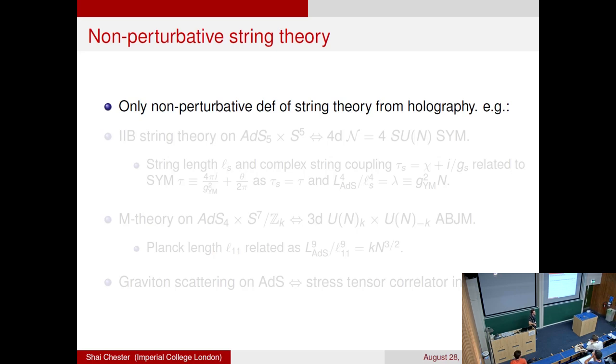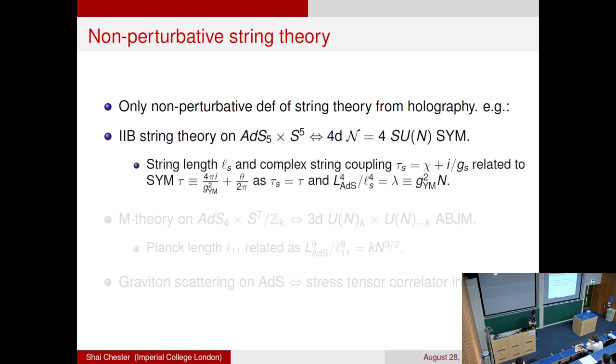For instance, if we want to do things like flux compactification or stuff in de Sitter, etc. Unfortunately, the only non-perturbative definition of string theory that we have so far is from holography. The classic example that everyone's probably familiar with is type IIB string theory on AdS5 cross S5. That's dual to N=4 super Yang-Mills, with the standard dictionary where you relate the complexified coupling in Yang-Mills to the complexified coupling in type IIB. And then N is related to the string length as follows.